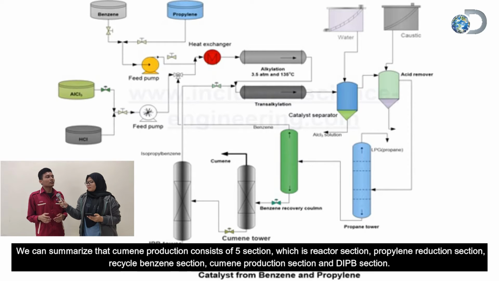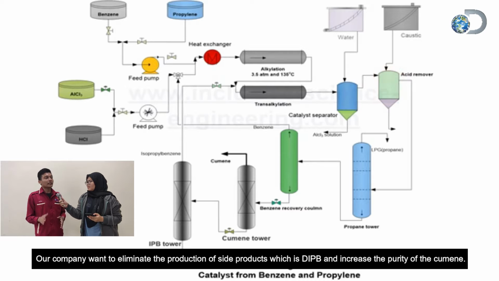We can summarize that the cumene production consists of 5 sections, which are the reactor section, propylene reduction section, recycled benzene section, cumene production section, and DIPB section. Our company policy is to eliminate the production of the side products and increase the purity of the cumene.